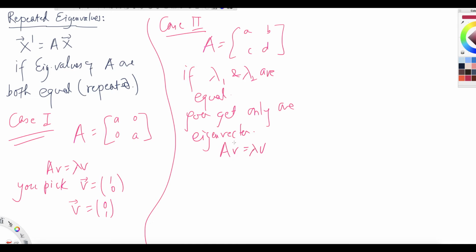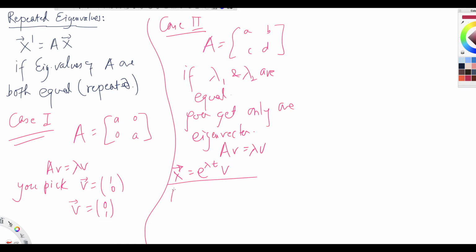But to find the fundamental set of solutions, you will need two solutions. For one of the solutions you will use e to the lambda t times v, this is the vector x. For the other solution, you will try to find a vector w. This is one solution. We need to find another solution to get the general solution, because the general solution needs two solutions.